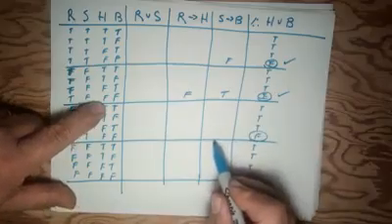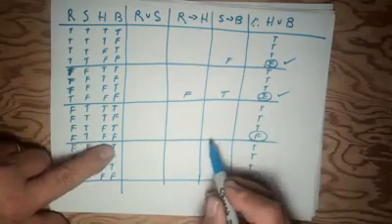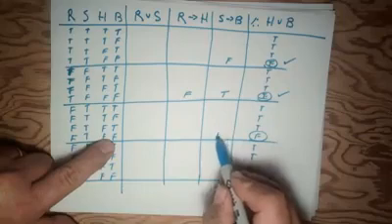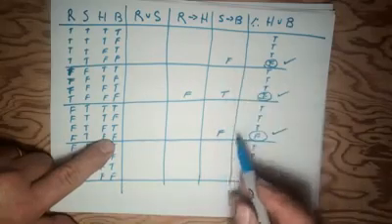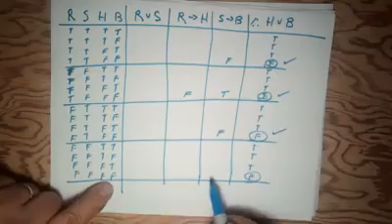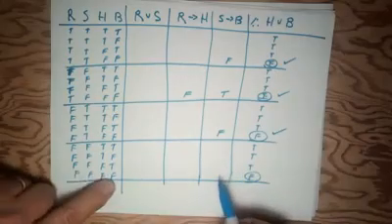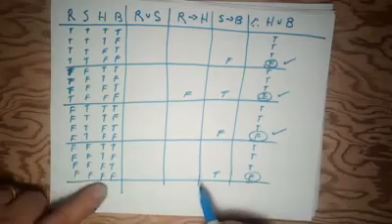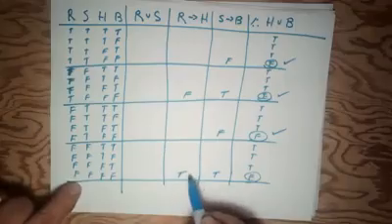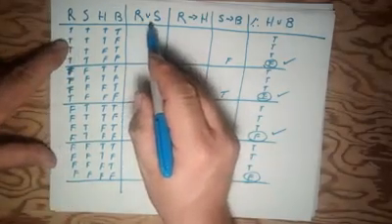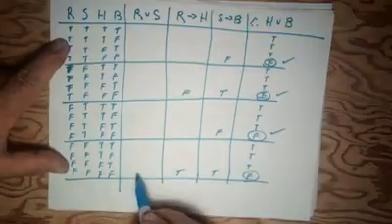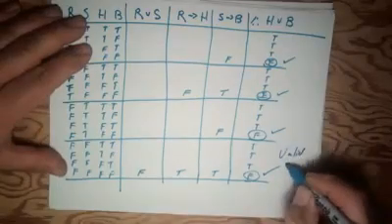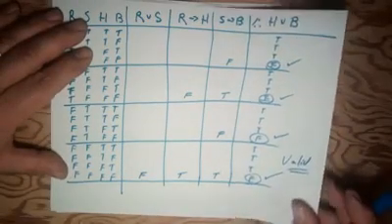Row 12, S then B, true then false, is false. That checks out. On row 16, S then B, false then false is true. R then H, false then false is true. And then R or S, false or false is false. And so there we have it. The dilemma is in fact a valid argument.